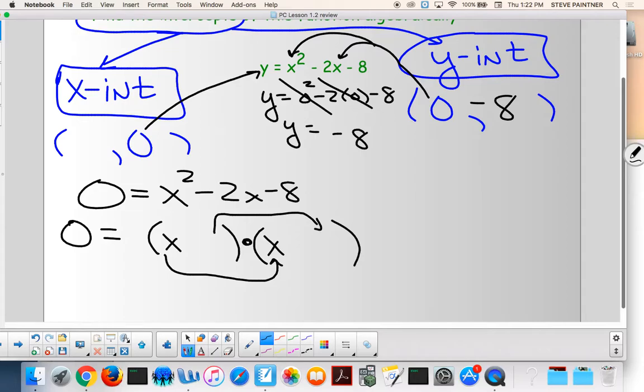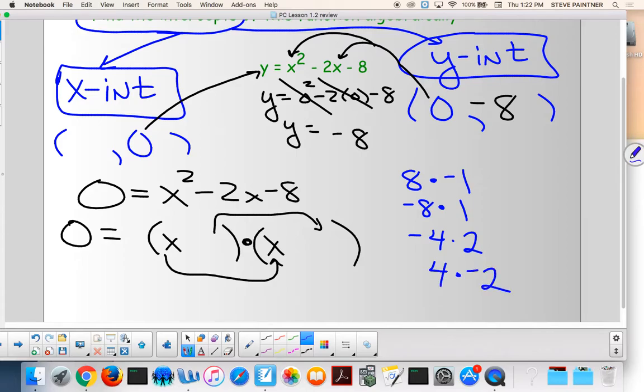Negative 8. Here's the problem with negative 8. You could use this, this, this, or this. There's 4 choices. Now, most of you picked the right one. Which one is it? Negative 4 times 2. Okay, so you're taking this one? Yes. Okay. Why is that the answer?